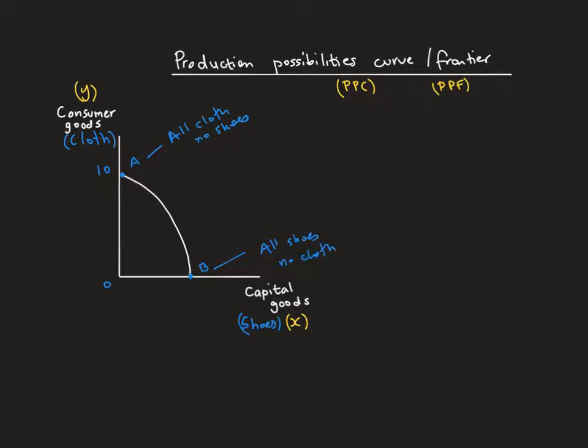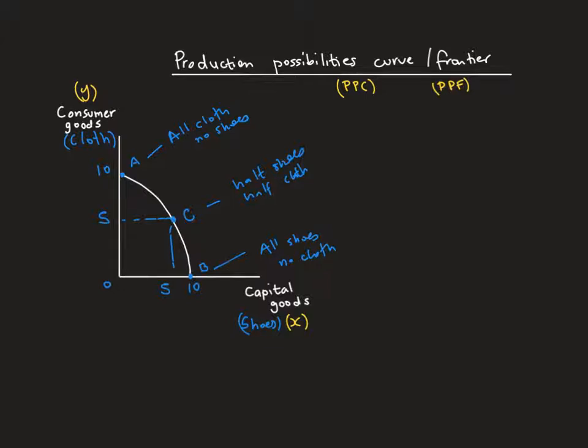But surely we can produce a combination of both products. So let's say we have a point C, and here it represents maybe half shoes and half cloth. Let's say this point B was also 10. Now we have a situation whereby we can produce 5 units of cloth and 5 units of capital goods, just to make it easier to understand.